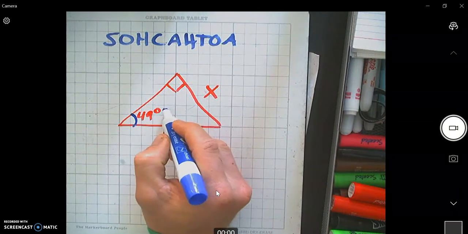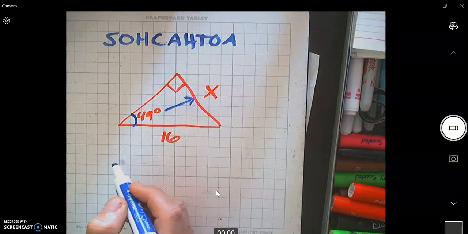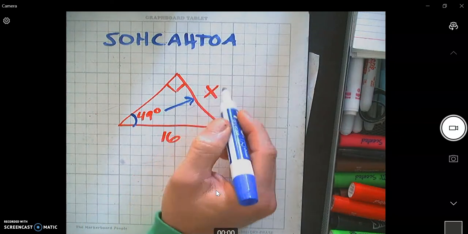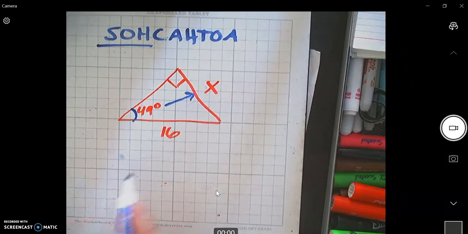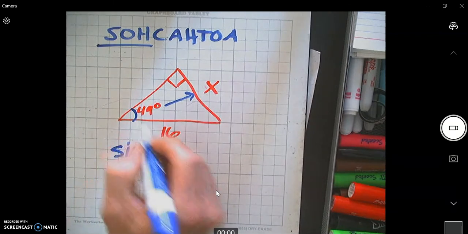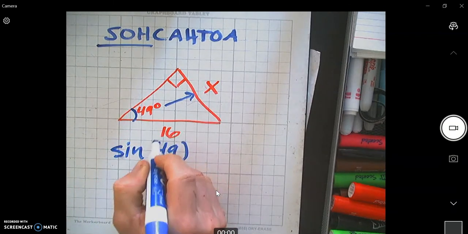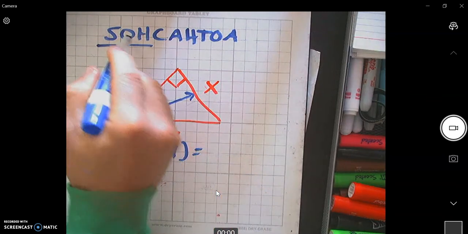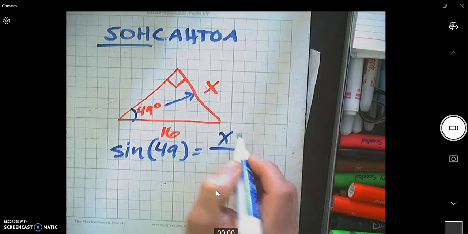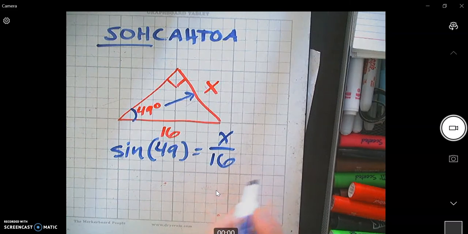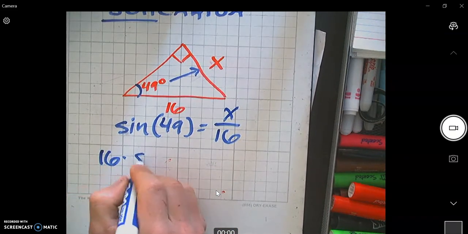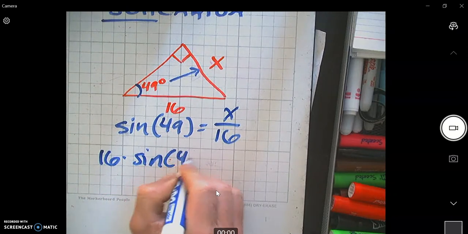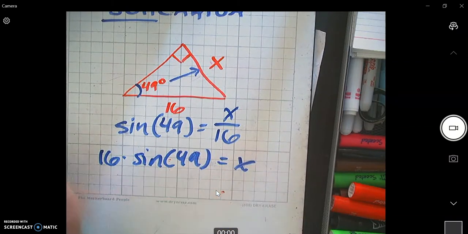What angle or what are we looking for? Well, we're looking for the opposite side from our angle. So we're going to be using sine this time. So sine of our angle, 49 degrees, is equal to opposite, which is x, over hypotenuse, which is 16. We're multiplying both sides by 16, so we get 16 times sine of 49 equals x.